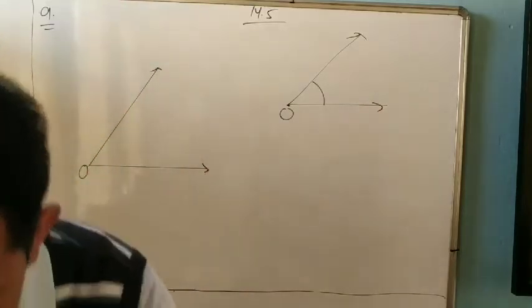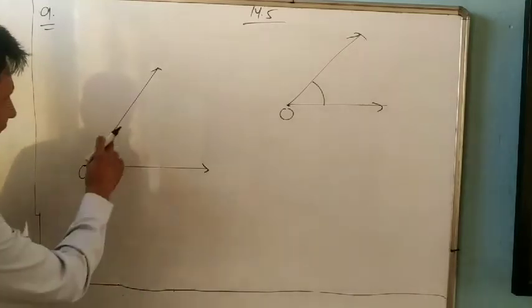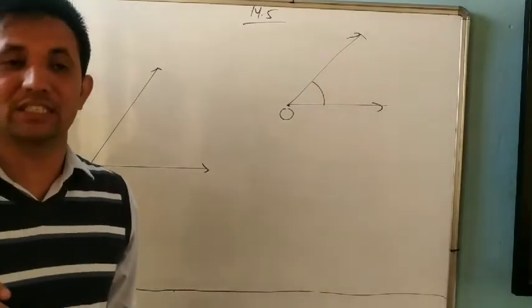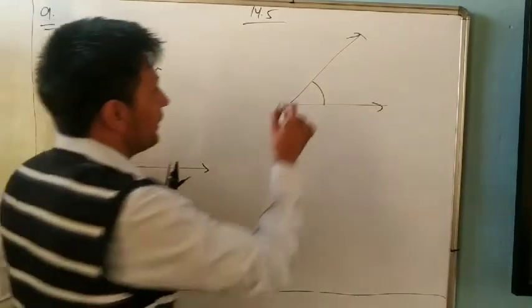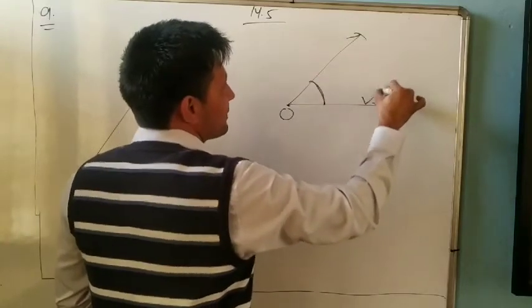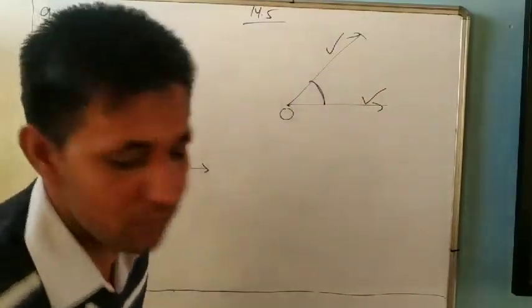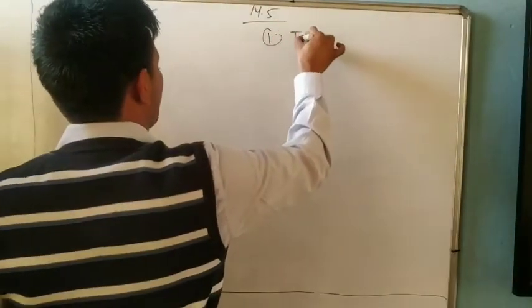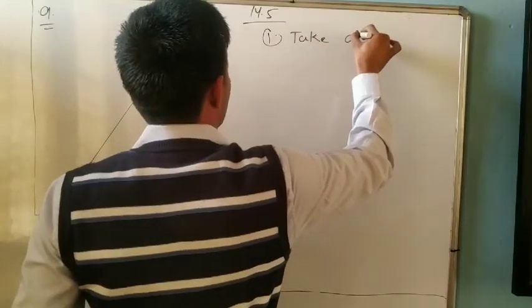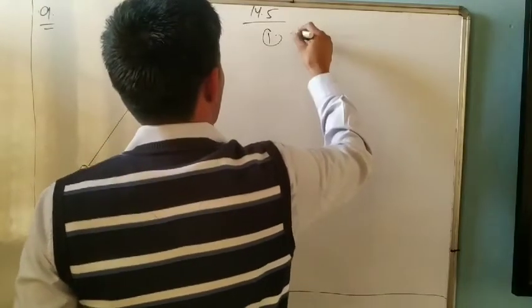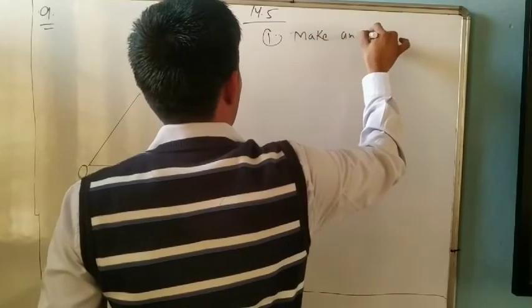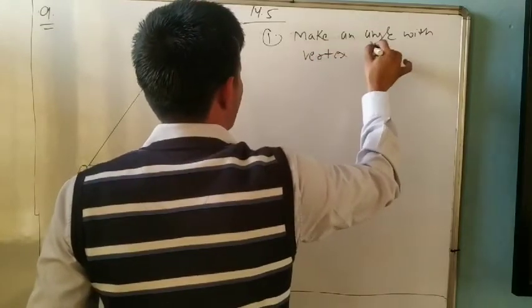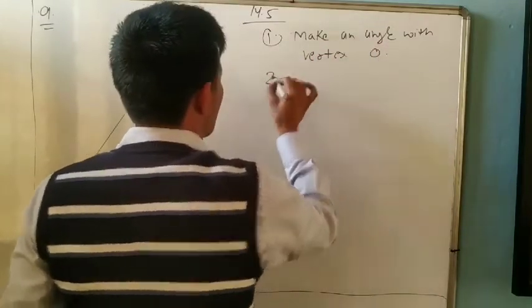And now draw any angle with vertex O. Take a point on one of its arms. In this angle, how many arms? One arm is this one and one arm is this one. So what will we write in the steps? Step 1: make an angle with vertex O.